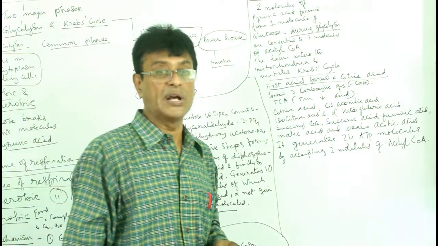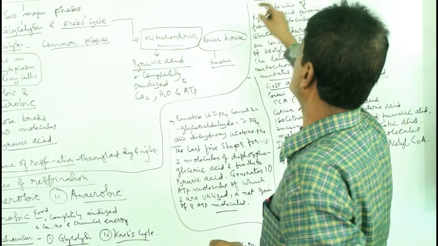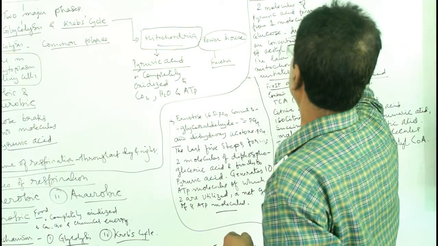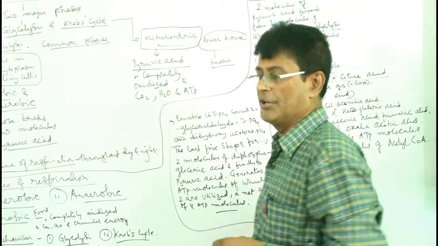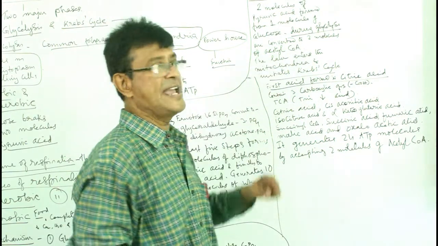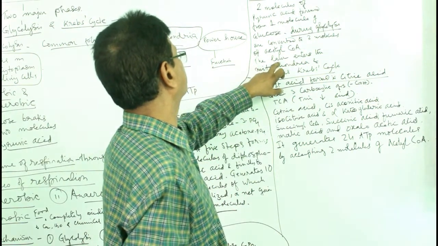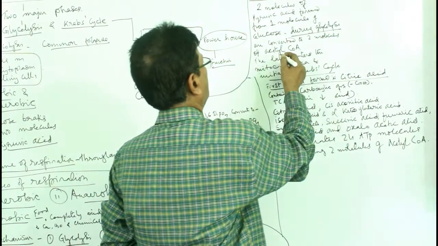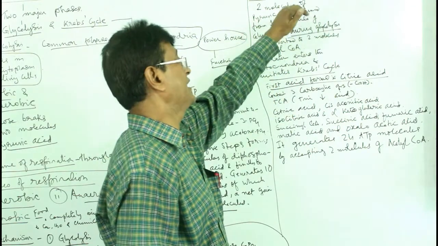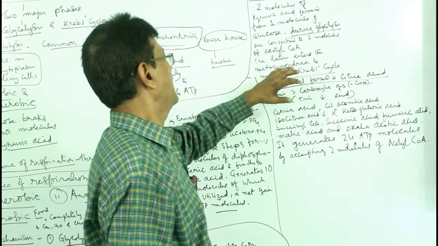Well, now we go to the Krebs cycle, observed by another scientist, Hans Krebs. The 2 molecules of pyruvic acid formed from one molecule of glucose during glycolysis are converted to 2 molecules of acetyl-CoA, which later enter the mitochondria and initiate the Krebs cycle.